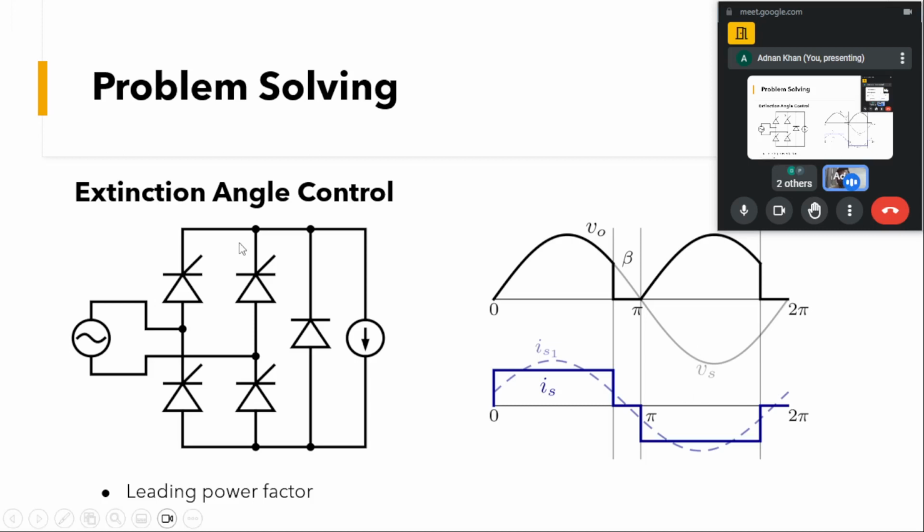This means that if we have some circuitry with the extinction angle control connected to our system, it will provide a leading power factor, which will compensate for the lagging power factor of the other converters. So, as you saw here, with the extinction angle control, we will be able to improve the power factor.